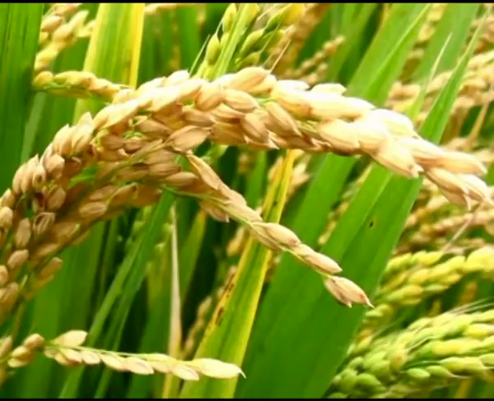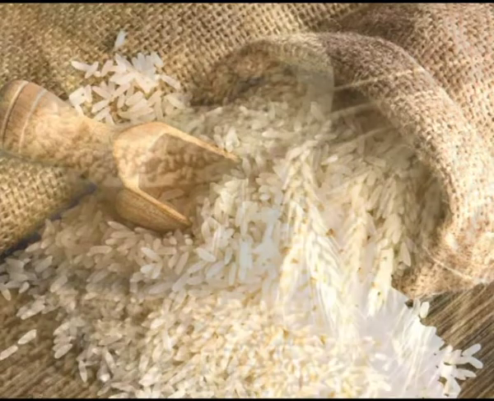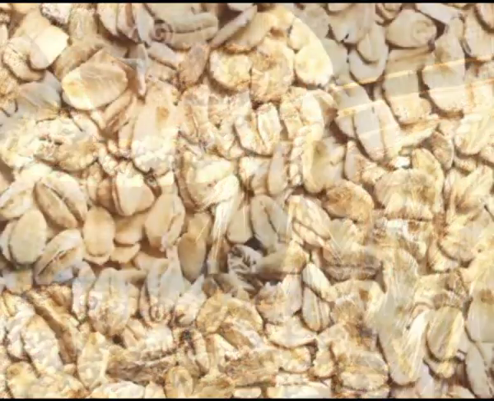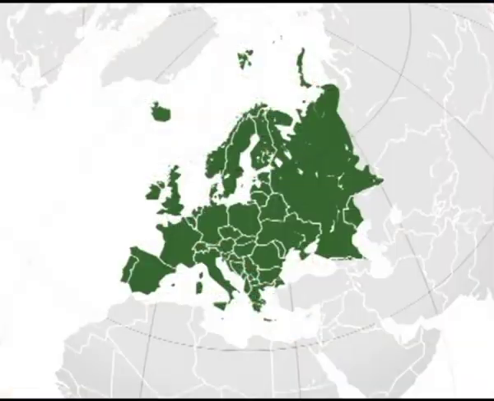Now, different types of cereals are grown in different climatic conditions. For example, rice is grown in the subtropical and tropical areas of the world like Asia, whereas wheat is grown in the temperate regions of the world, and oats and rye are grown in the northern and the eastern European region.